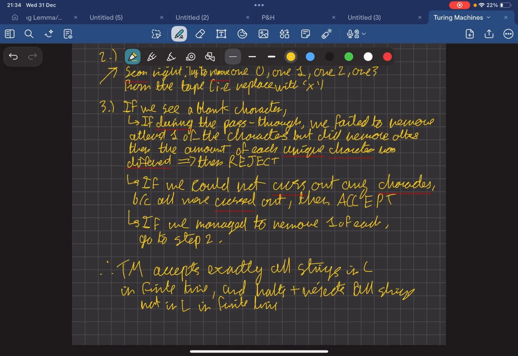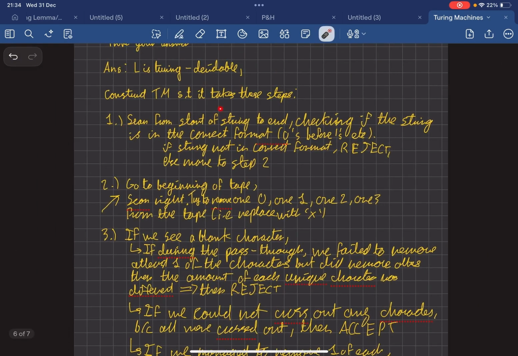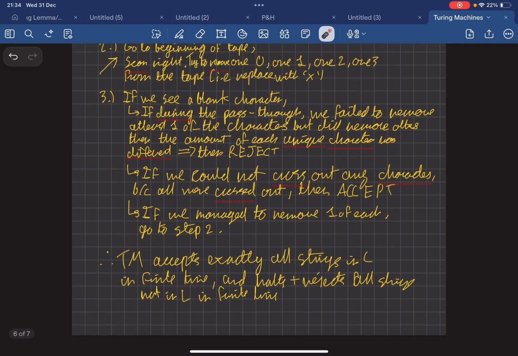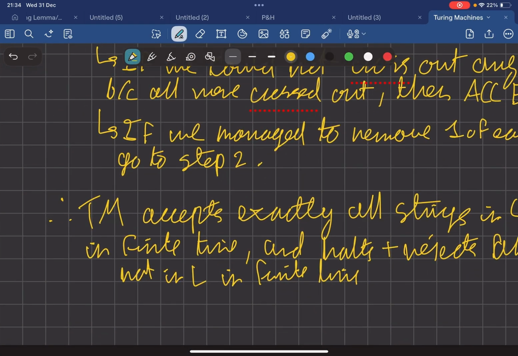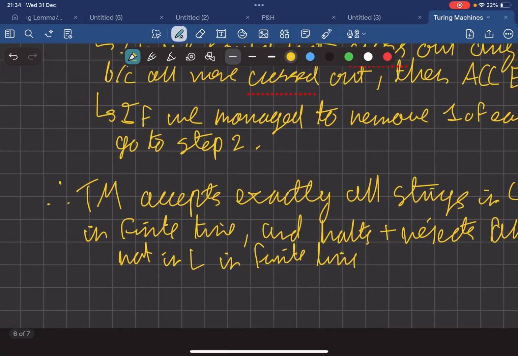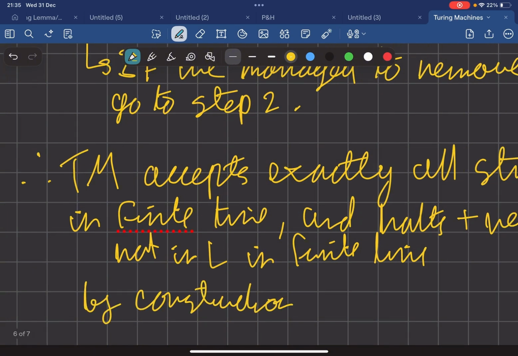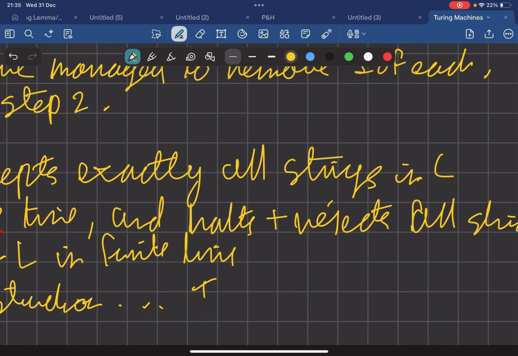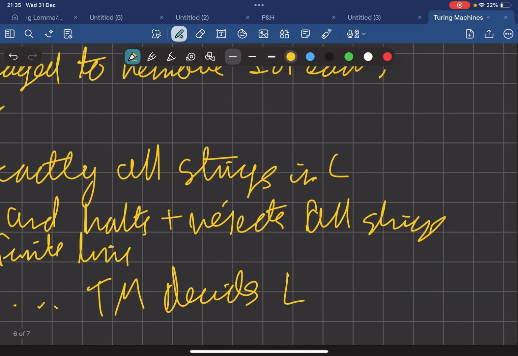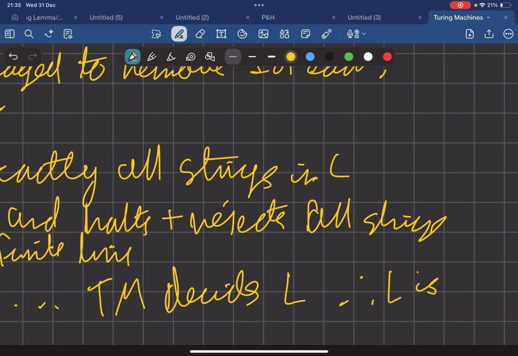So you could probably elaborate more on each of these sections and explain why your conclusions are correct, but that would be a bit too verbose. And so we're just going to say that by construction, we have created a Turing machine that decides L. So therefore, L is Turing decidable.